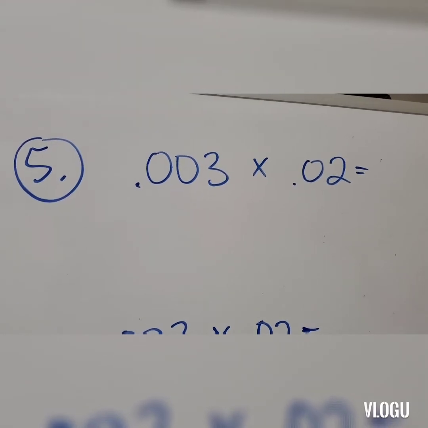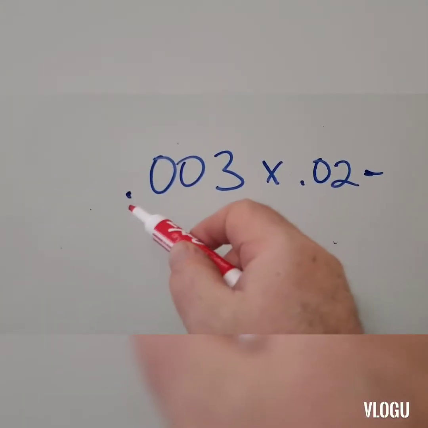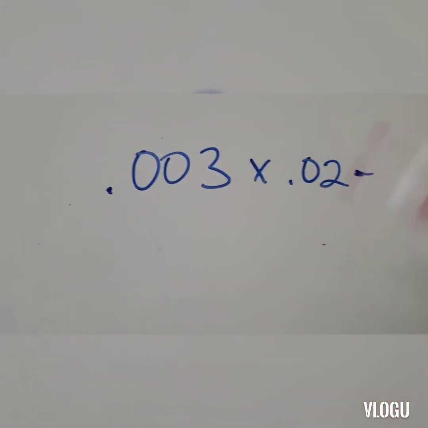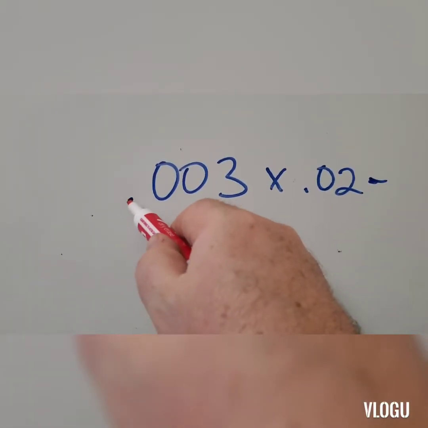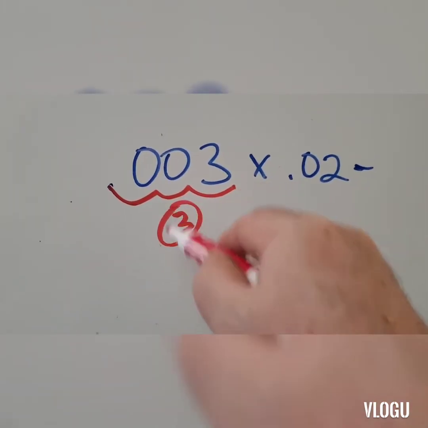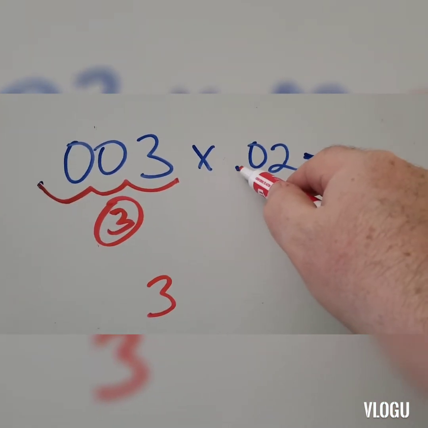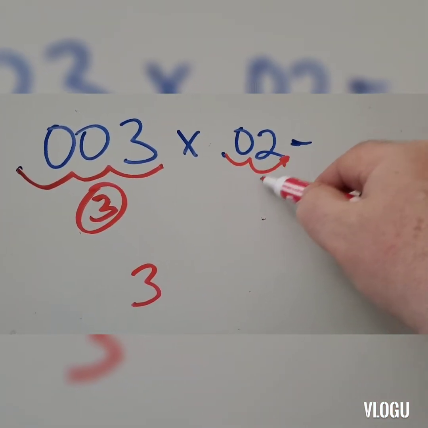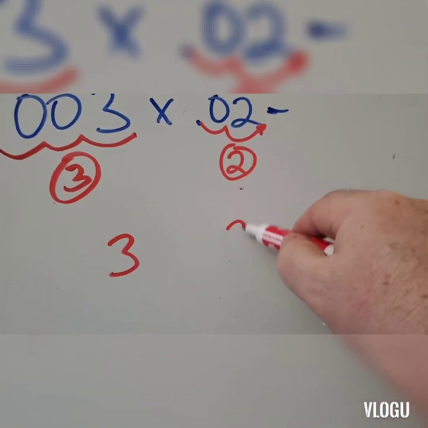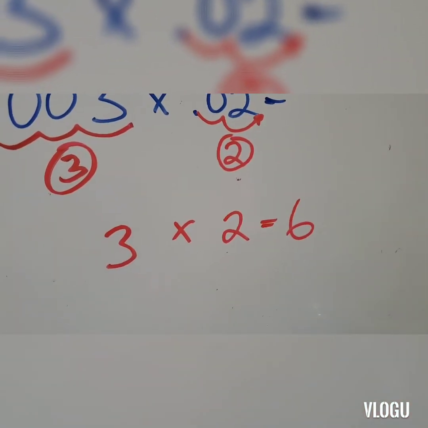For number 5, the math is easy. But we need to move these decimals, get them out of the way. We don't want them around. 1, 2, 3. 3 spots. Turn that into a 3. 1, 2. 2 spots. Turns that into a 2. 3 times 2 is 6.